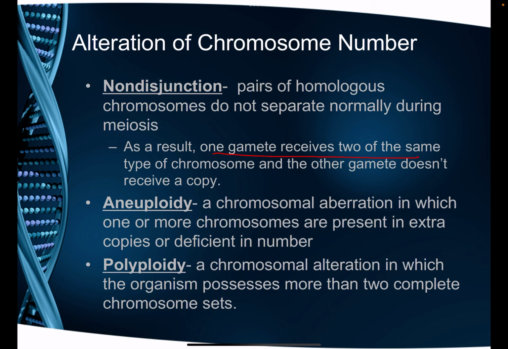but this condition is referred to as aneuploidy. So aneuploidy is when you have one or more chromosomes in extra copies or deficient in number. Okay, so if you have an extra one, that's aneuploidy. If you have one less, that's aneuploidy. Okay, trisomy 21, trisomy 18, those are all aneuploidy.